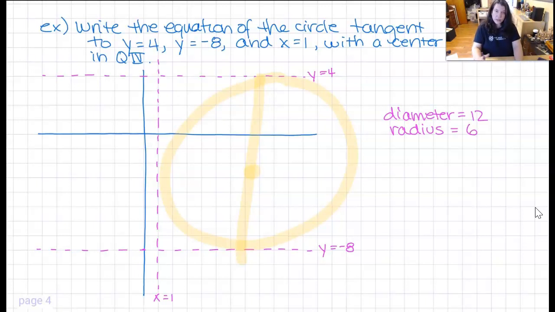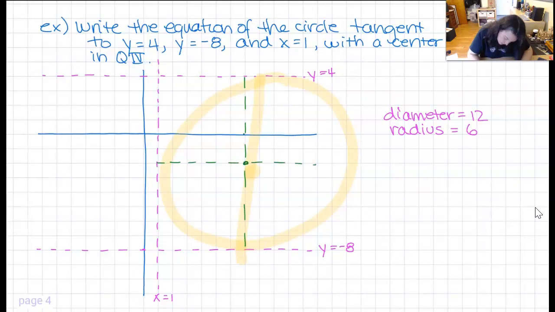And now I just have to go 6 units away from each of these lines. If I go over 6 units from that vertical line, so I'm going to go 1, 2, 3, 4, 5, 6. I'm going to have to be somewhere here. There's a very loose circle there, that highlighted one. And then halfway between 4 and negative 8, that's going to be 6 units. That's going to be right there. Right there is my center. So the coordinates for the center are (7, -2).